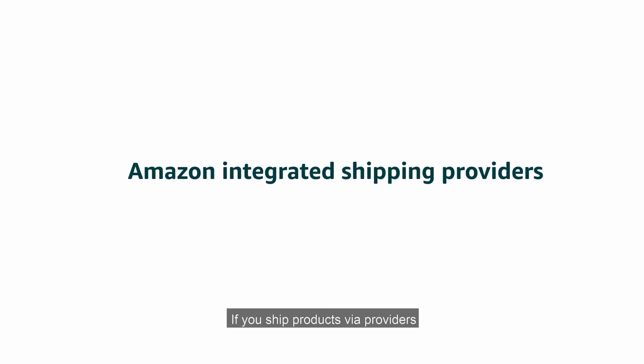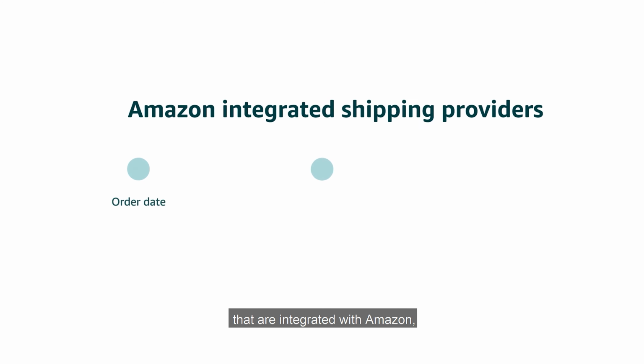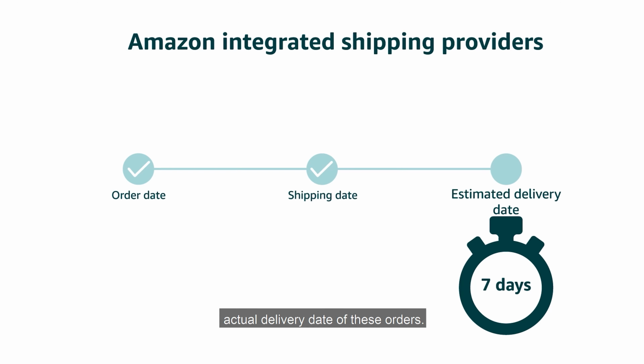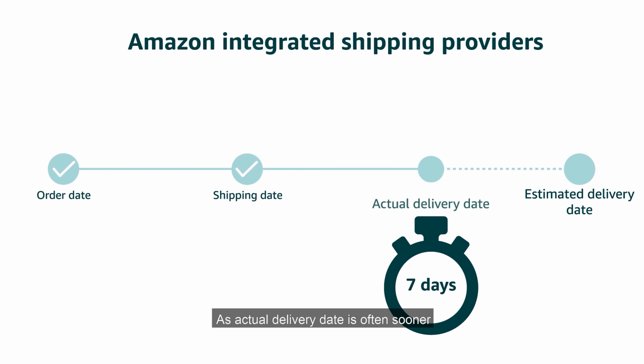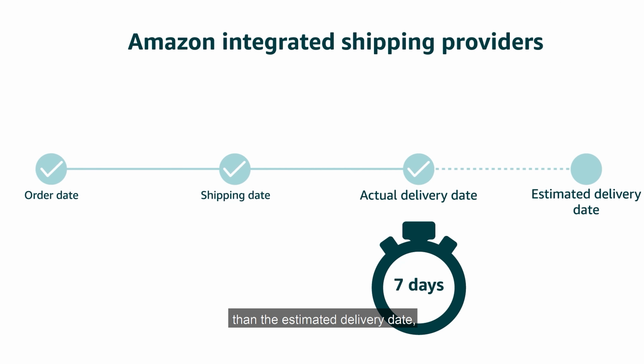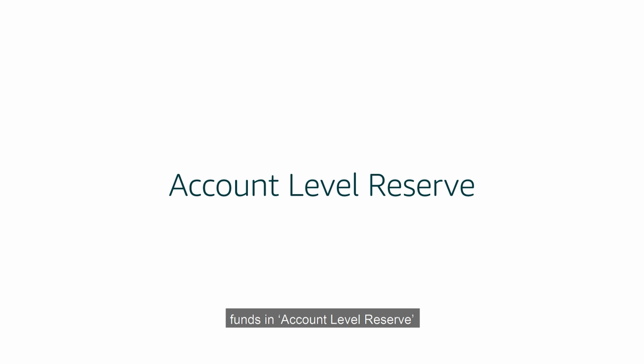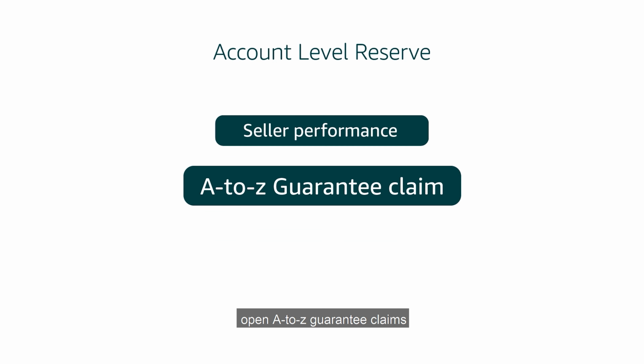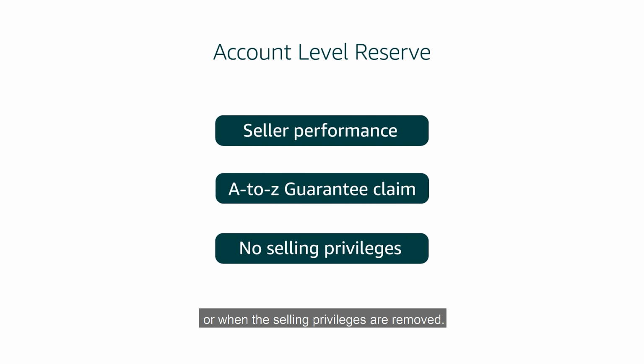If you ship products via providers that are integrated with Amazon, the system will automatically update the actual delivery date of these orders. As actual delivery date is often sooner than the estimated delivery date, funds become available faster. In addition to this, you might also see funds in Account Level Reserve when the seller account is under review because of performance issues, open A to Z guarantee claims, or when the selling privileges are removed.